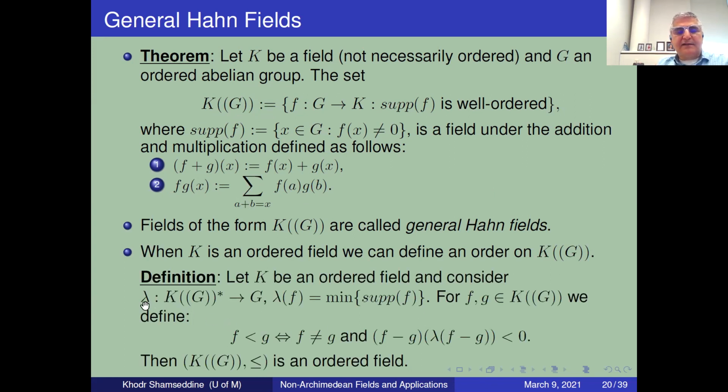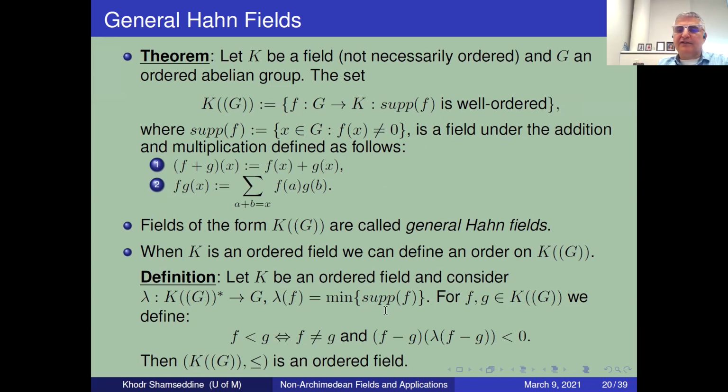First, we define lambda of F for any non-zero element of the field as the minimum of the support. This exists because the support is well ordered, so any non-empty subset of it has a least element. In particular, the support itself has a least element. We call this lambda of F.